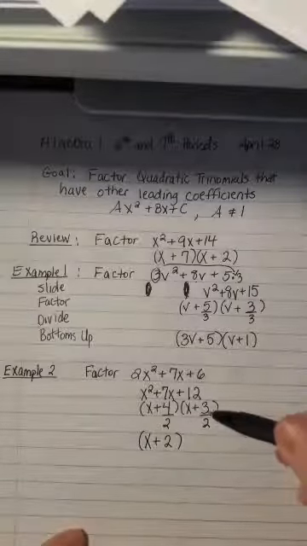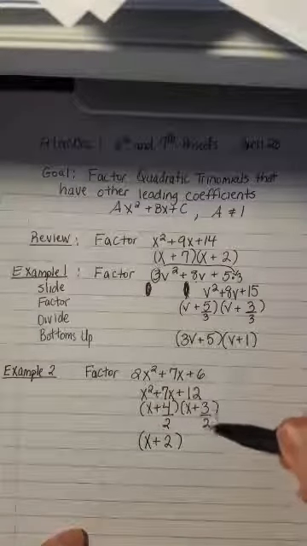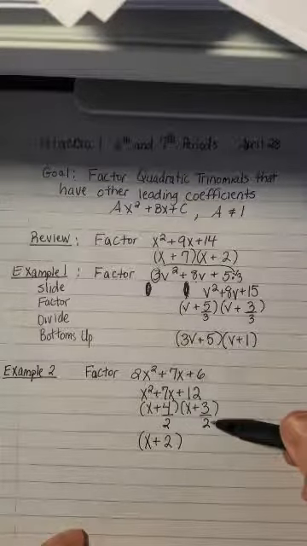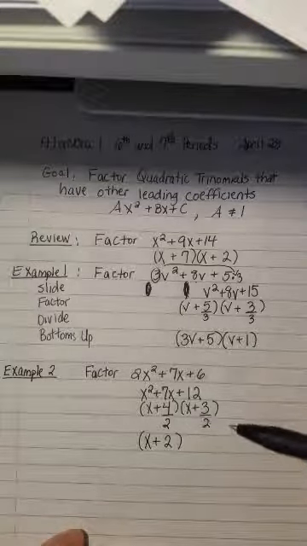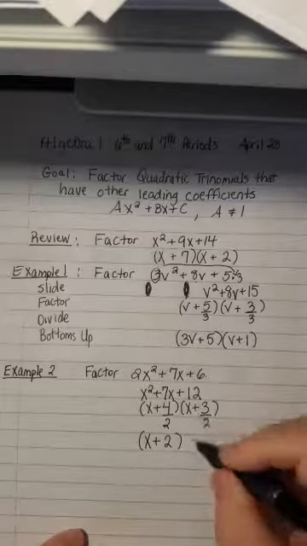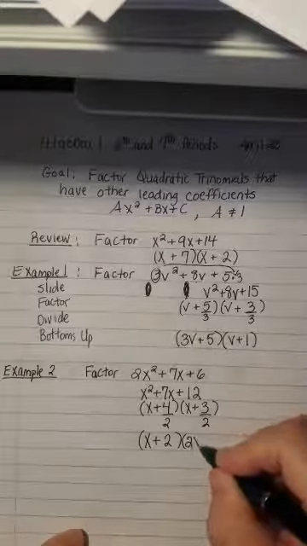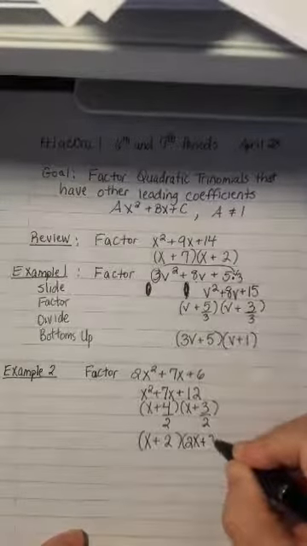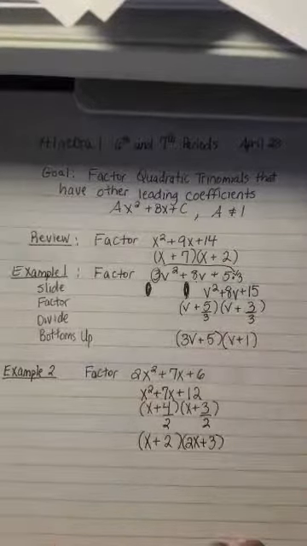The second parentheses, I can't reduce or divide 3 over 2. So you do bottoms up. Remember, bottoms up, you take the 2 on bottom and it goes to the front of that parentheses. And you get 2x plus 3. And that is your answer.